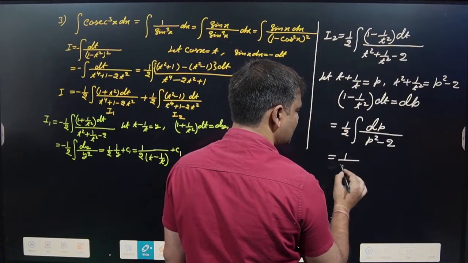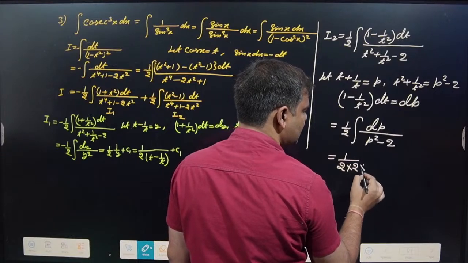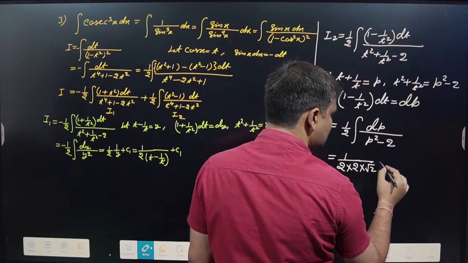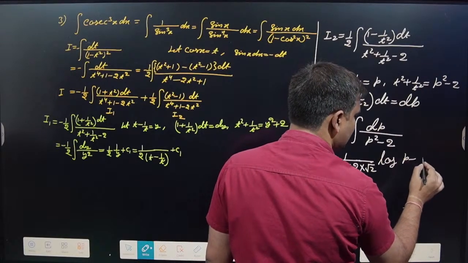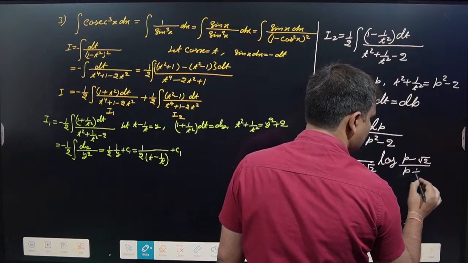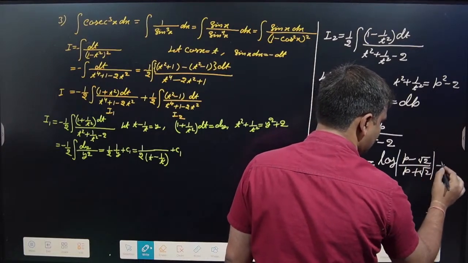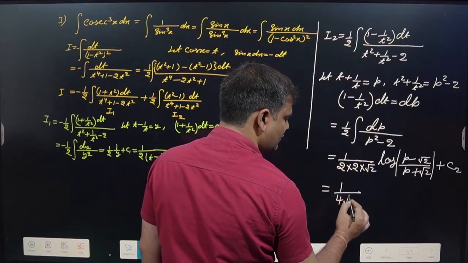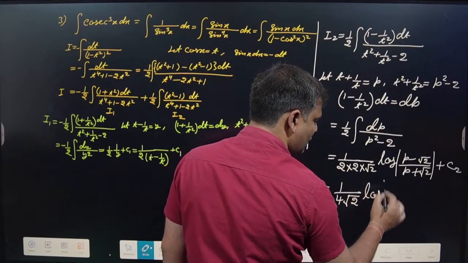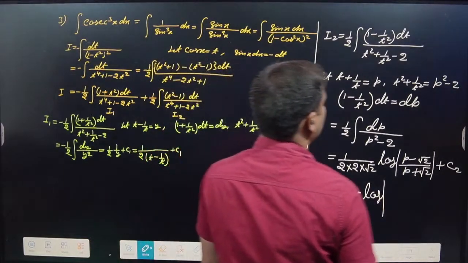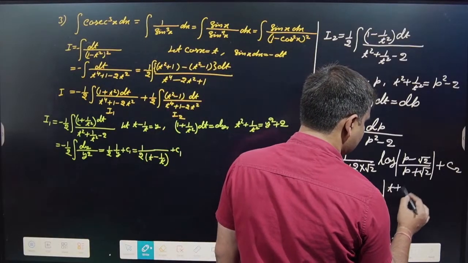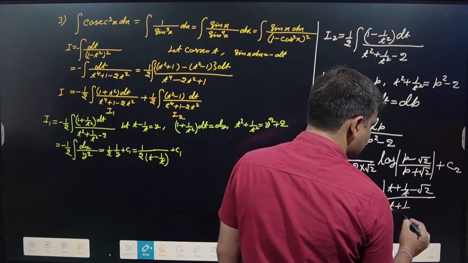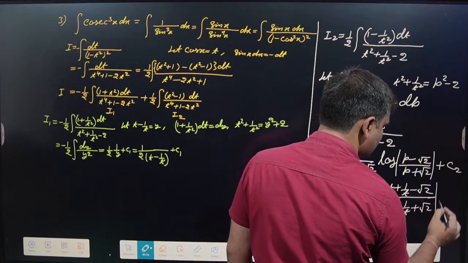So what about that value? 1 by 2 into 2a, where a is root 2. So root 2 into log of modulus of p minus root 2 divided by p plus root 2, plus c2. So this is written as 1 by 4 root 2 into log of modulus of p, basically t plus 1 by t minus root 2 divided by t plus 1 by t plus root 2, plus c2.